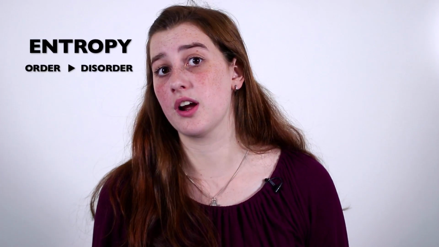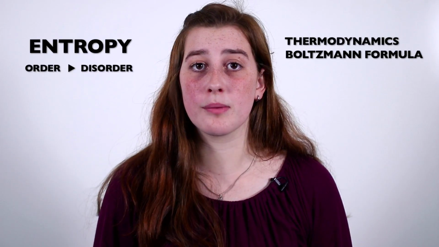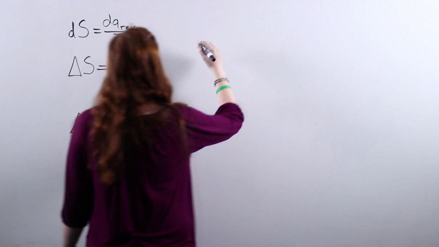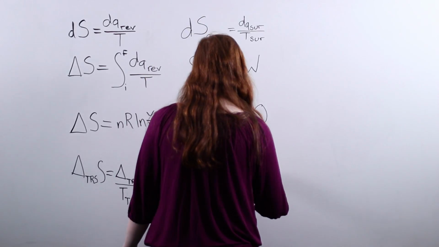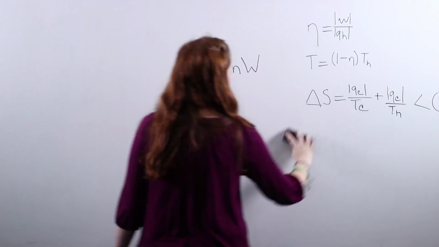I'm going to talk about entropy, which is the general tendency of the universe to move from a state of order to a state of disorder. I'm going to talk about entropy in relation to thermodynamics, Boltzmann's formula, and spontaneity. And I'm also going to talk about entropy in relation to the arrow of time and the fate of the universe. Now, this all sounds really complicated, but actually it's quite simple.